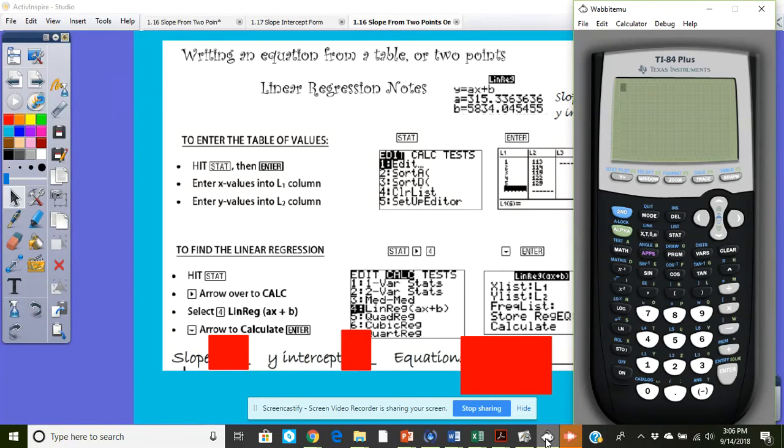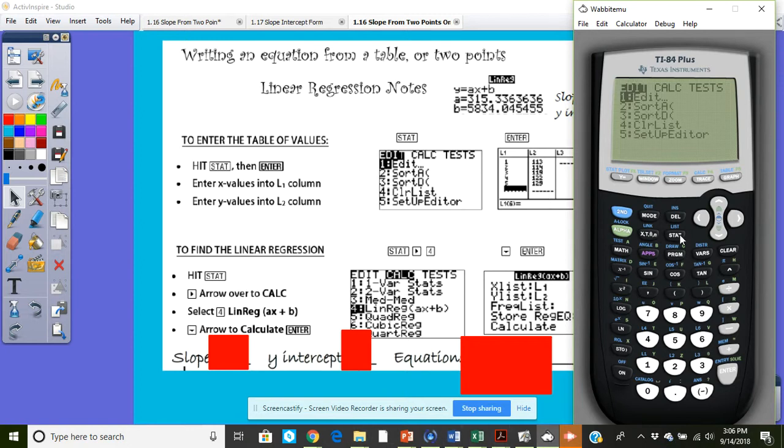This video is for lesson 1-16, linear regression, and this is the light blue sheet that you have. So today we're going to start writing equations from tables and from two ordered pairs. Your calculator will do this for you, and it's called linear regression. These are the steps.